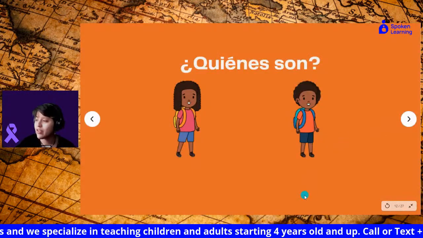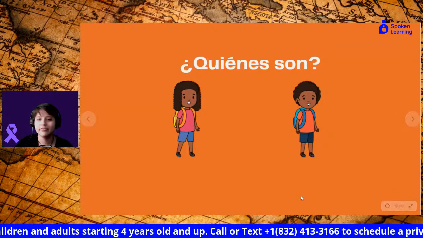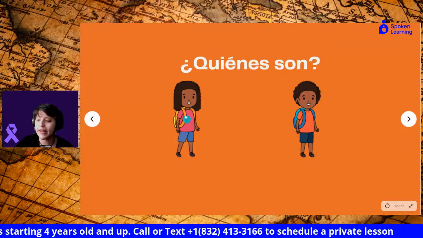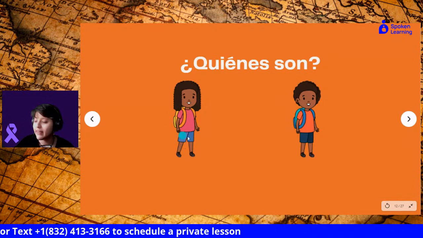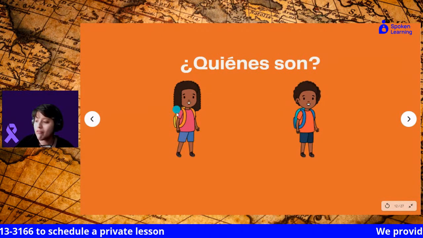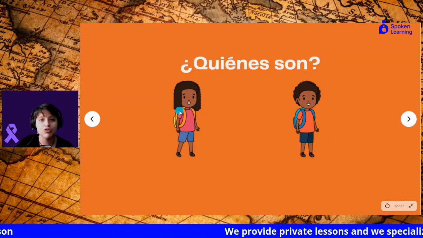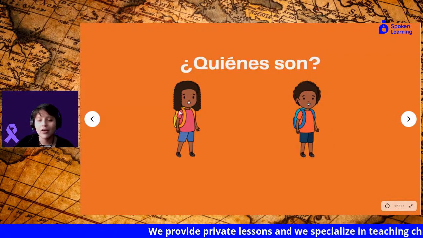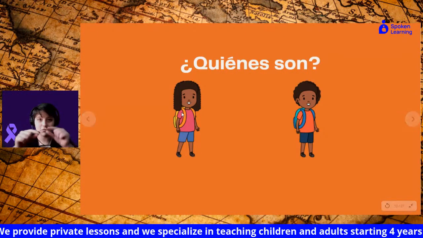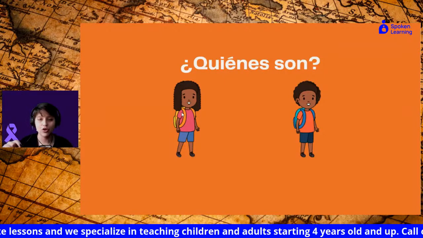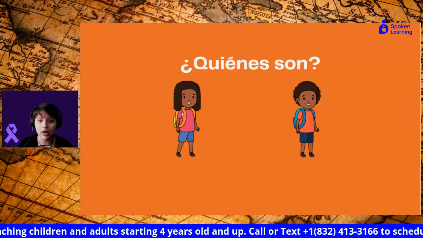Venga. ¿Quiénes son? Who are they? You see, they are carrying backpacks, están cargando mochilas, están vestidos de una forma relajada, están contentos. Who are they? Well, they are kids. Son niños, because it's plural. Son niños. Y ellos van a la escuela.